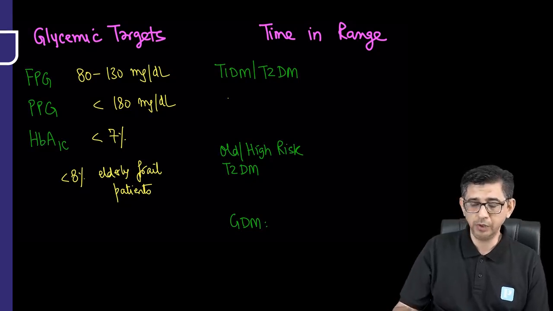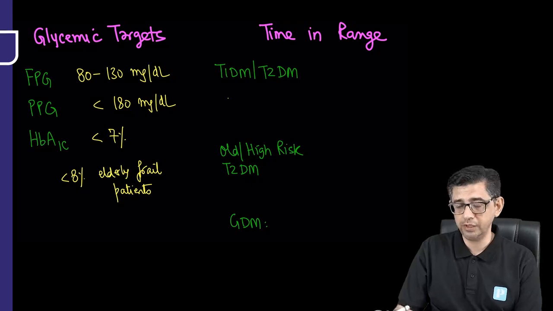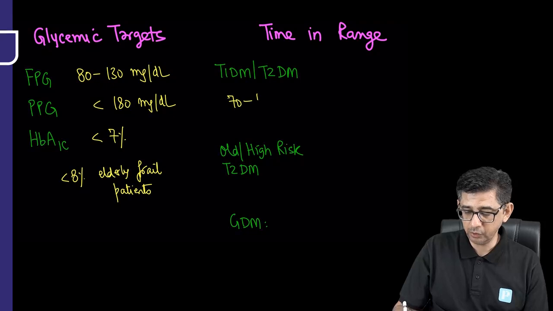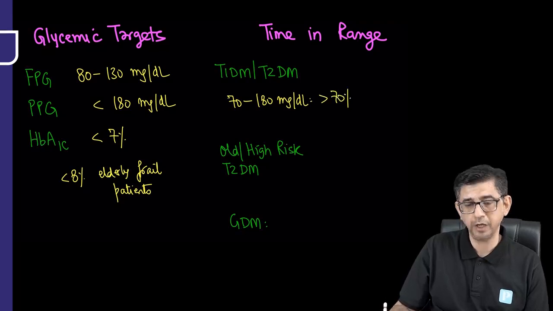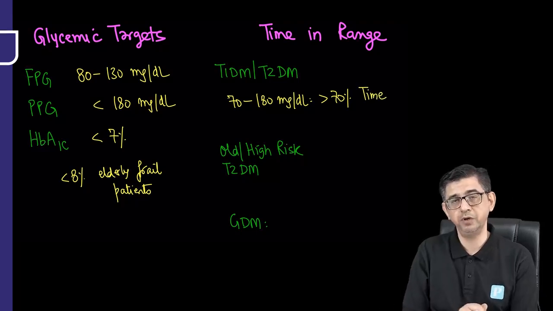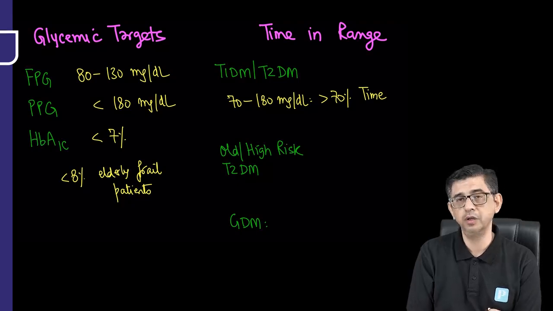Then there is a new concept in the ADA 2023, that is time in range. Time in range means that the blood sugar should remain in the limit between 70 to 180 milligram per deciliter for at least 70% of the total time in the day. The basic concept is that in 24 hours, 70% of the time the sugar should remain in this particular range.